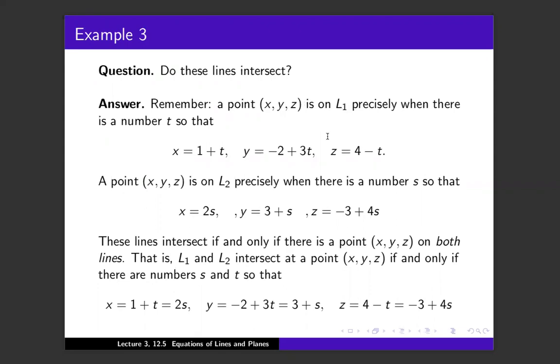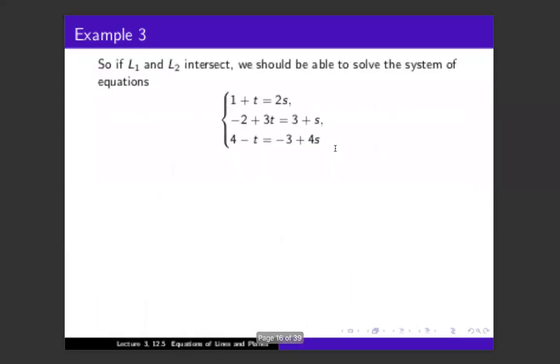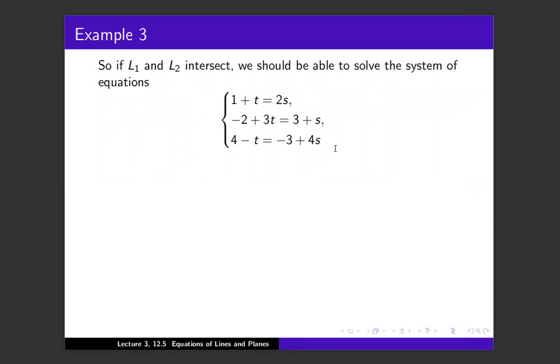Now, they're only going to intersect if there's a point on both lines. In other words, you have to have the parametric equations for L1 and the parametric equations for L2 be satisfied for the same x, y, and z. It might not be the same t and s, but it will be the same x, y, and z. So you've got to have some t and some s so that both sets of parametric equations agree with each other completely. So we're going to have to solve this system of equations.